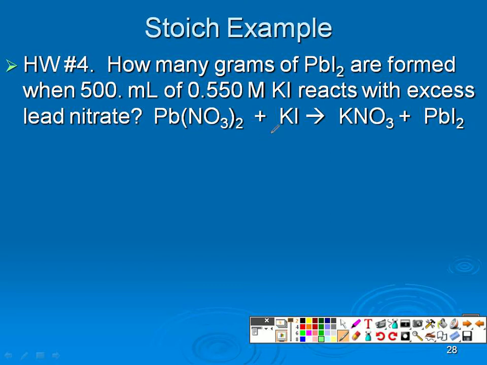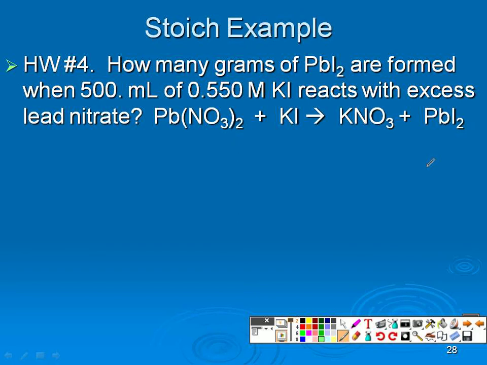What do we know about KI? We know we have 500 milliliters of that, and that equals a half of a liter. Always go to liters, you never know. We have that, and what else do we have? We have 0.550, and I don't like to write molarity, I like to write moles per liter because it spurs something in your brain.